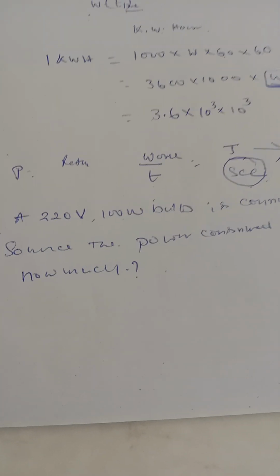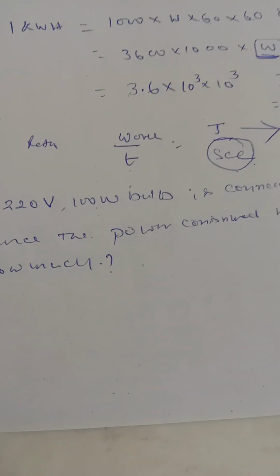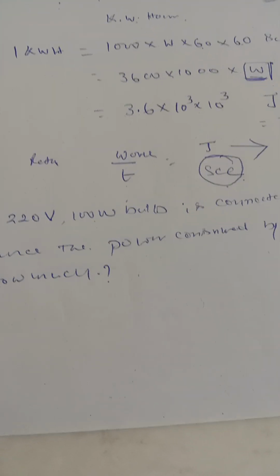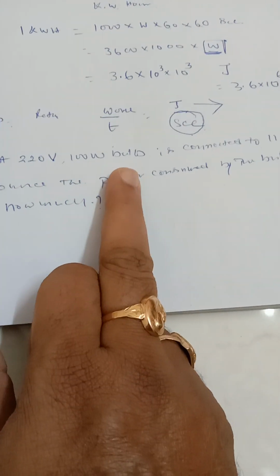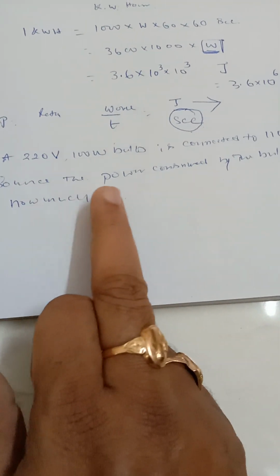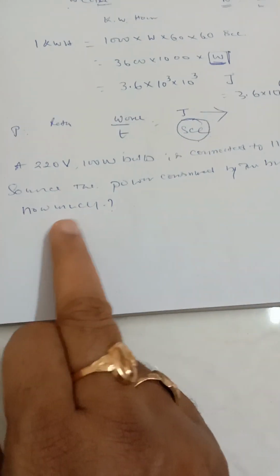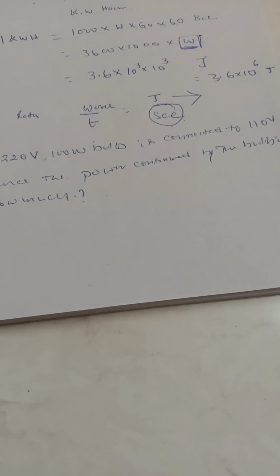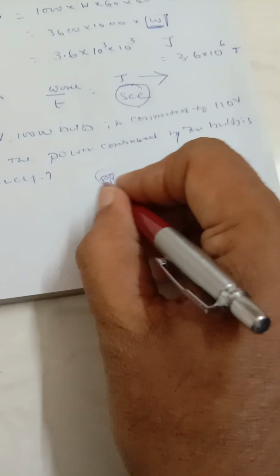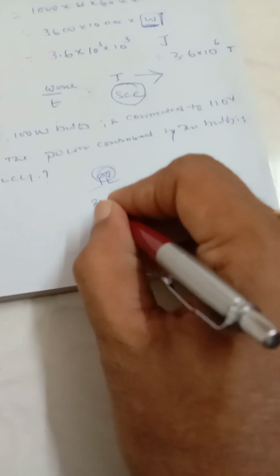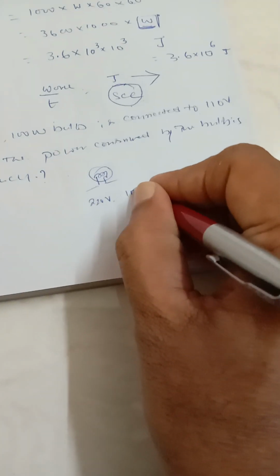Now we will solve one problem to calculate power consumed. The problem is: a 220 volts, 100 watts bulb is connected to a 110 volts source. The power consumed by the bulb is how much? The bulb is rated 220 volts, 100 watts.